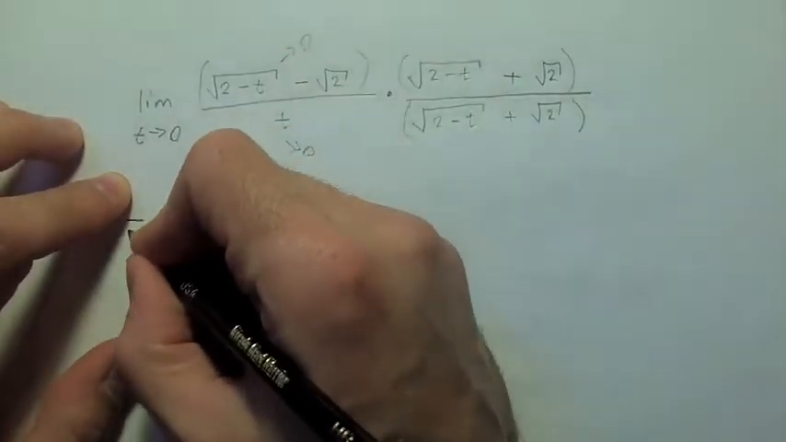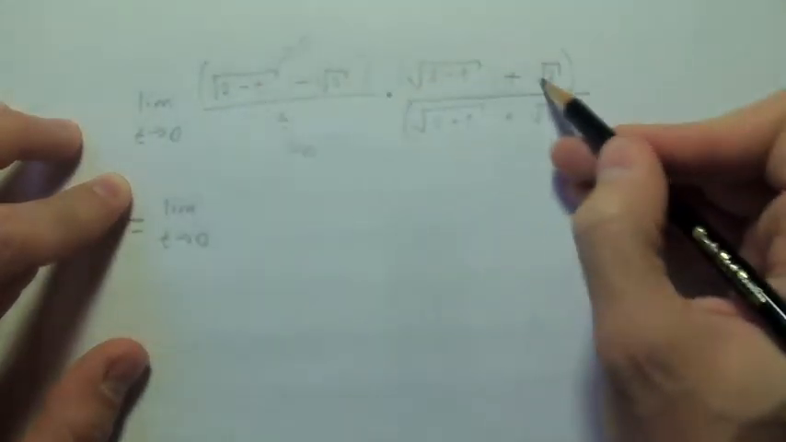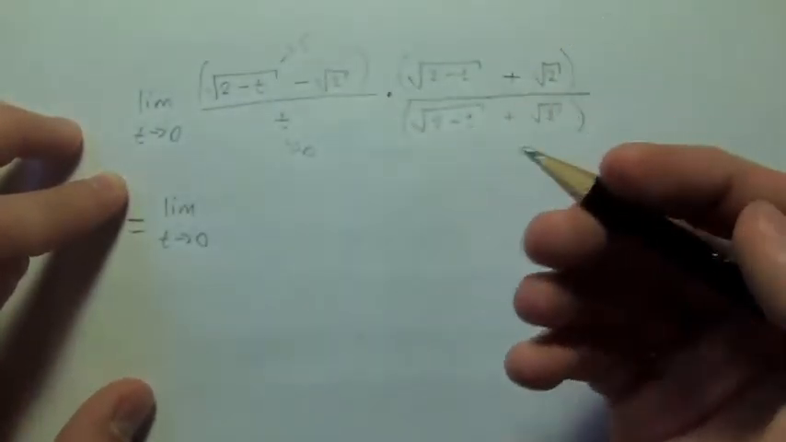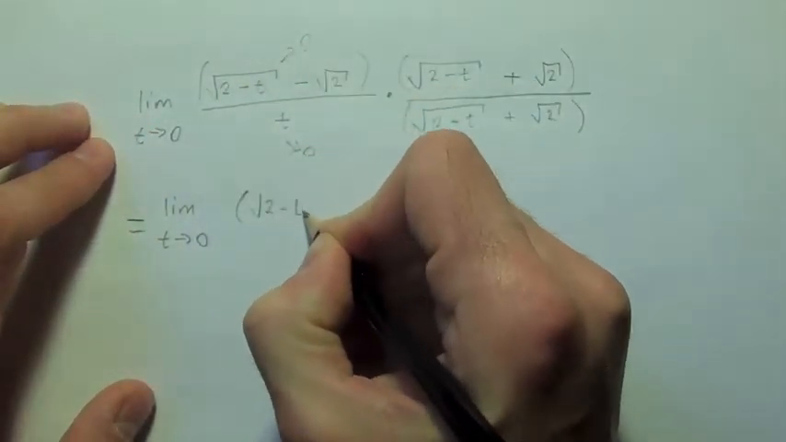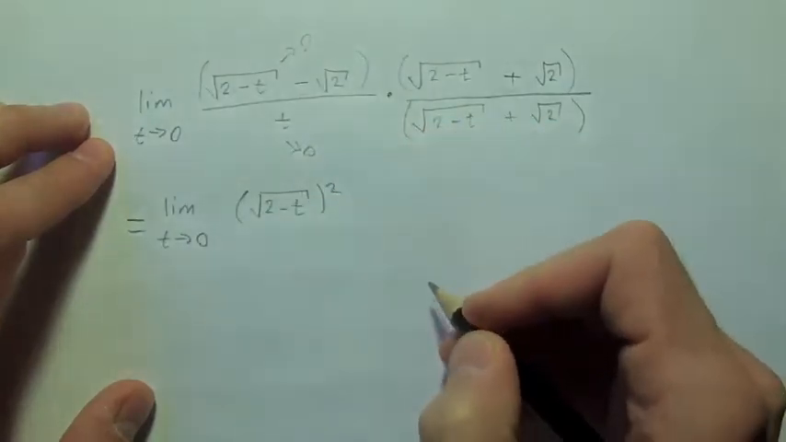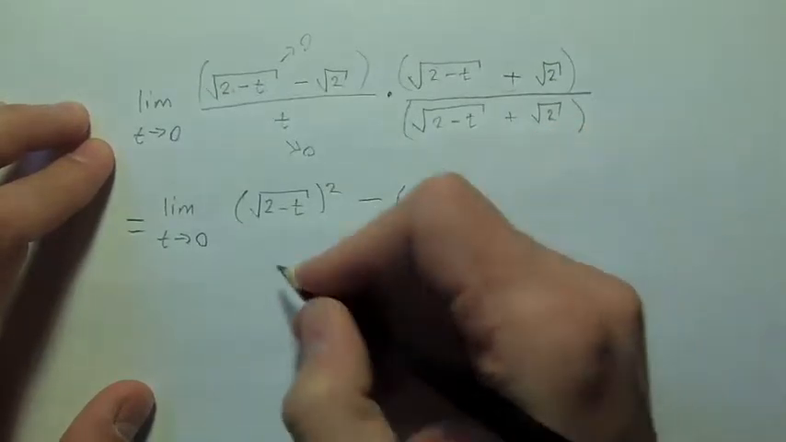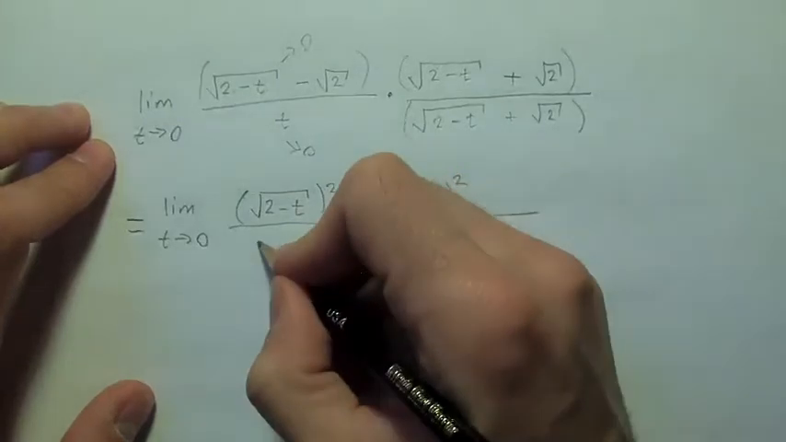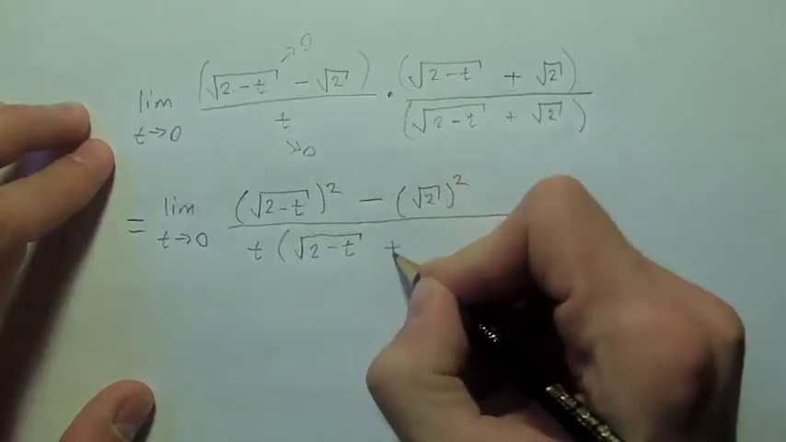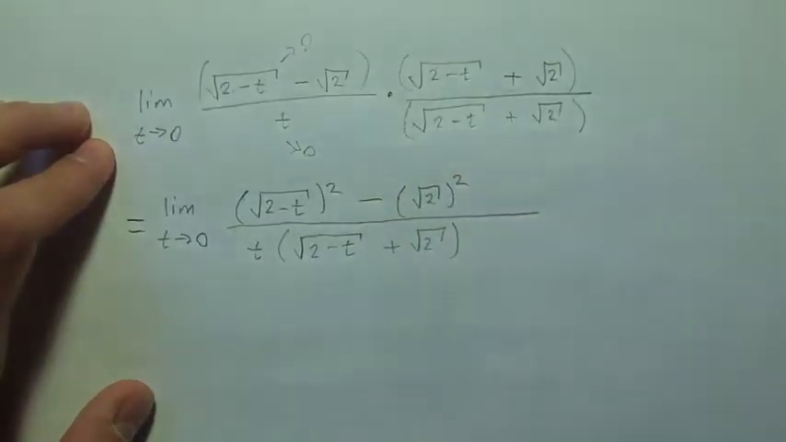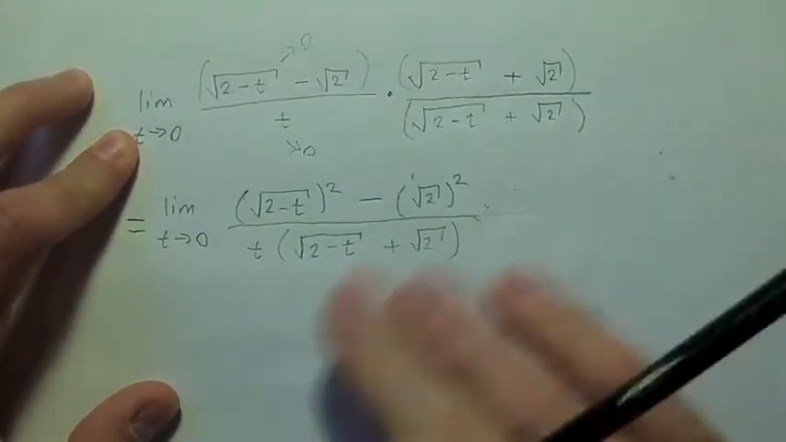So the reason this works, and we don't want to FOIL this out every single time, we don't want to write out that multiplication every time. But if you do it, what you'll always find is it's going to be the first term squared minus the second term squared all over, and we're just going to leave the denominator alone. Just rewrite it. So it's t times the square root of 2 minus t plus the square root of 2. And I guess we don't need that much of a line there.